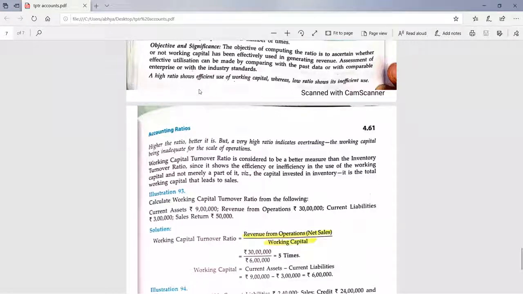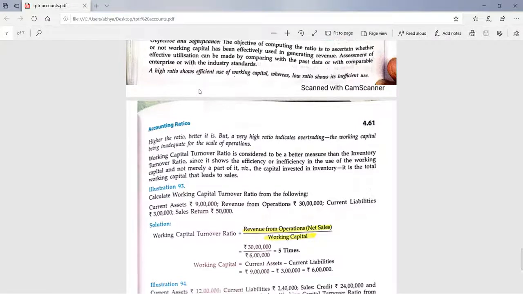RFO is given here as 30 lakh. Some students may deduct sales return from here, but remember that whenever RFO is given in the question, RFO means net sales. Net sales means returns are already deducted, so we need not deduct the returns. Current assets 9 lakh, current liabilities 3 lakh, so sales return will not be used at all here. 9 lakh minus 3 lakh is equal to 6 lakh. So 30 lakh upon 6 lakh, the answer is 5 times.